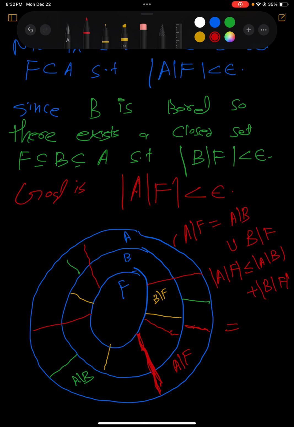Now what is the outer measure of A difference B? It was 0, because A was Lebesgue measurable. So 0 plus the outer measure of B difference F. But what is B difference F? It is less than epsilon. And we accomplished our goal: A difference F is less than epsilon, just based on this Venn diagram. Okay, I hope you understand.